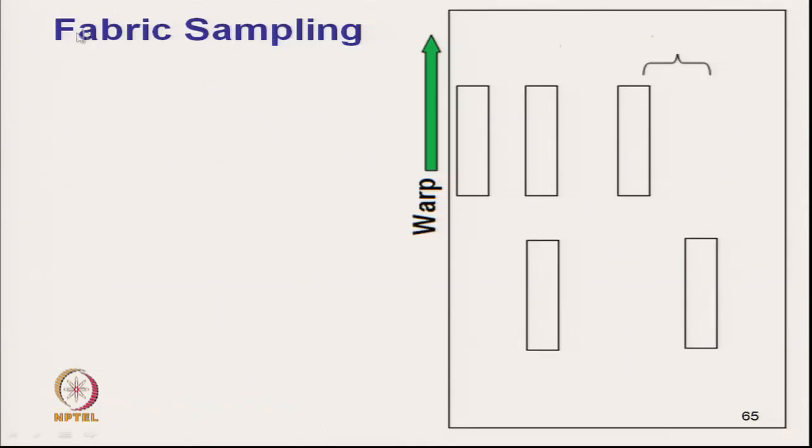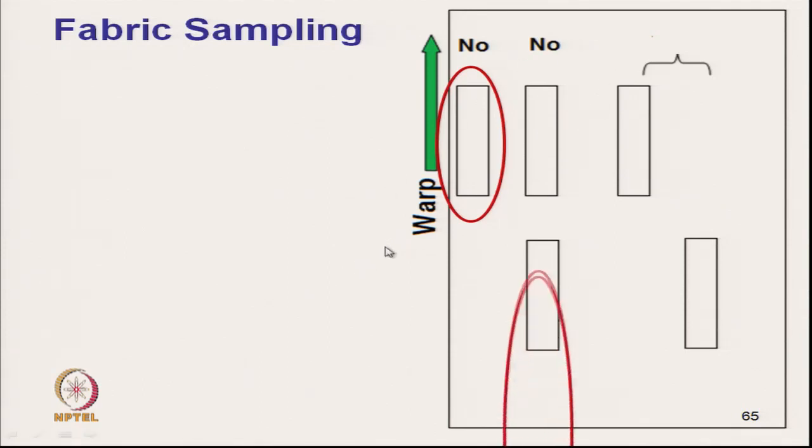Now, these are the different cuttings. This is one sample. If I want to take this sample, is it correct? No, this is not correct, because this sample is at the edge of the fabric, very close to the selvage. So, this is not acceptable. Now, these two samples are not acceptable either, because we are taking the warp sample and they have the same warp.